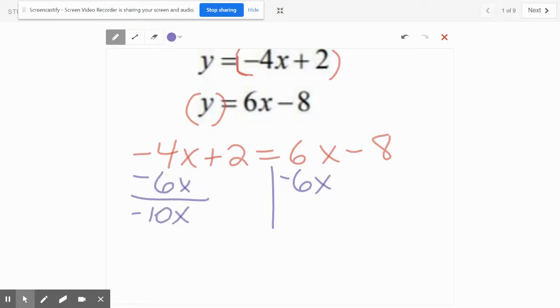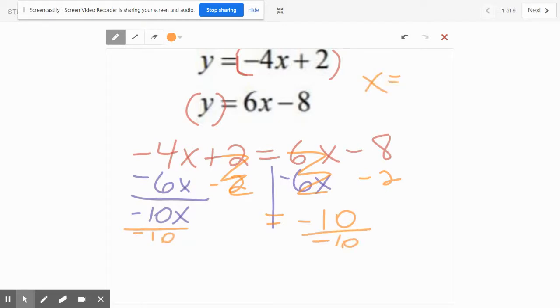Negative 10X. And I'm going to do a quick step here. In the same row, I'm going to move my numbers to the right, and then I'm going to get negative 10 here. So I just did that real quick. This gets canceled out. This gets canceled out. So then I have negative 10x equals negative 10. I'm going to divide by negative 10. And x is going to equal positive 1. If I did my math correctly, x equals positive 1.